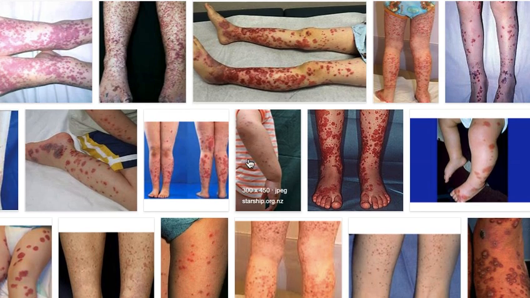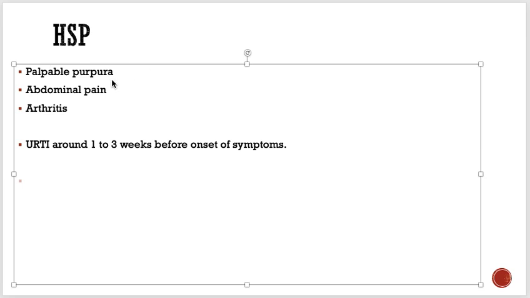Now they also present with joint swelling, with arthritis and arthralgias, and in the GIT, because the small vessels are inflamed over there as well, they present with abdominal pain. Very few times they present with GIT bleeding, and it is also associated with intussusception. So these are the features with which they present.